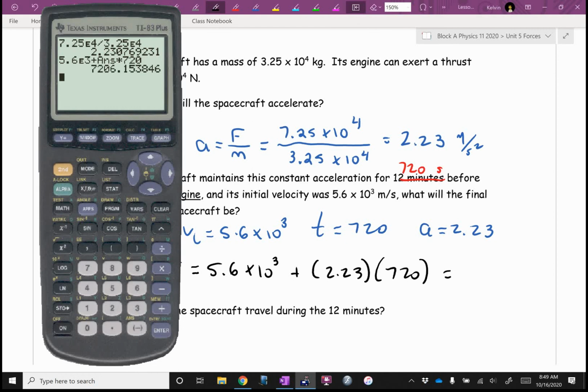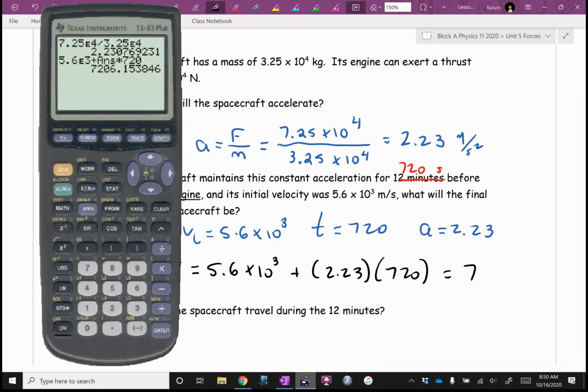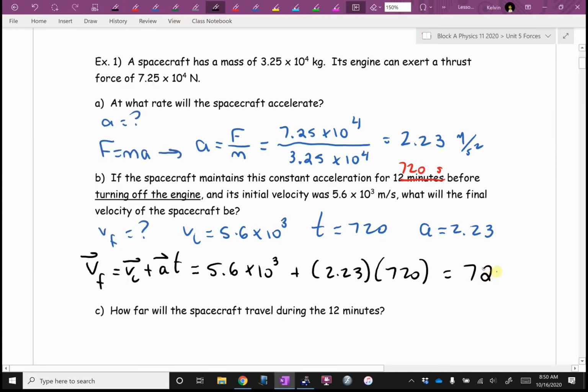Did you get 7,206.1538, 7,210? I'll go to 3 sig figs. Did you use your answer button or did you use 2.23? So you typed more for less accuracy and an increased chance of error. You did more work. Oh, I don't understand you people. 7,210, not 710, 7,210 meters per second. About 7 kilometers a second. Fast-ish, but we get rockets going faster than that.